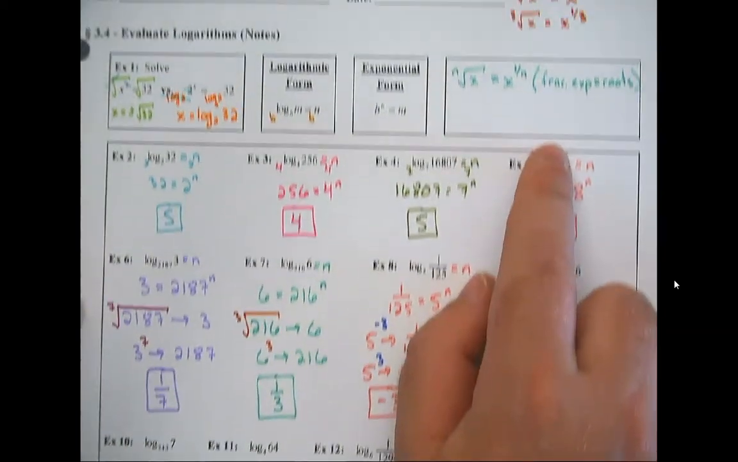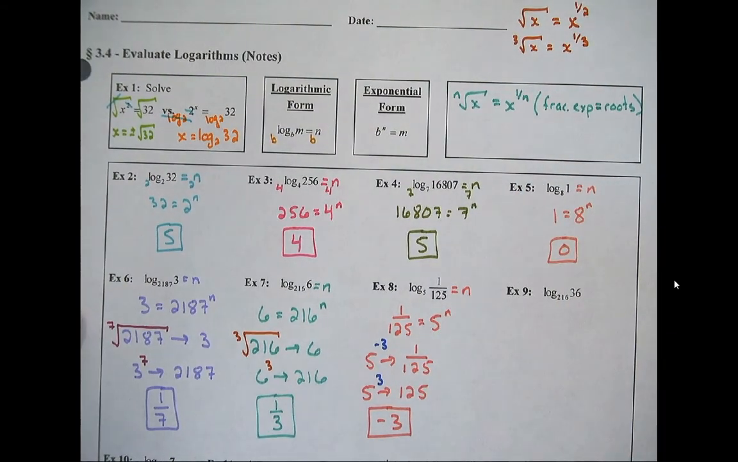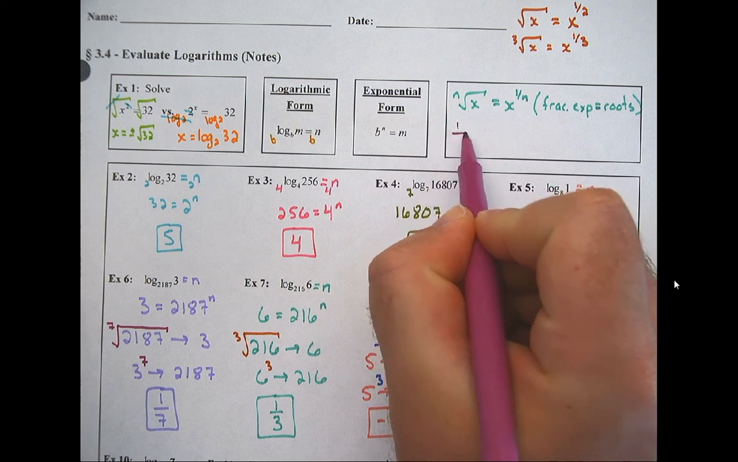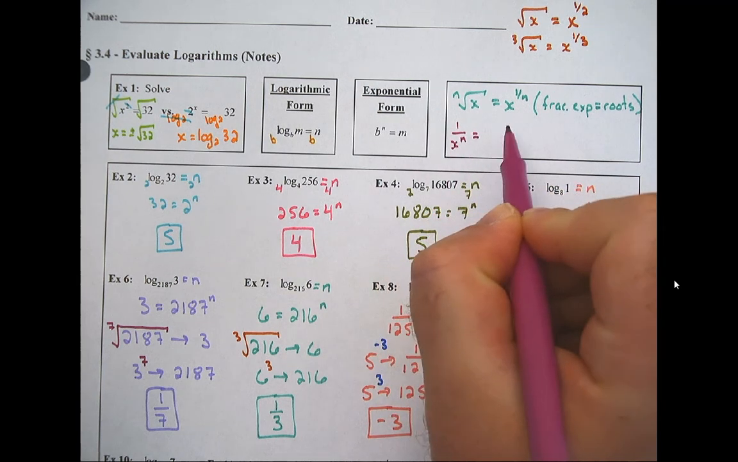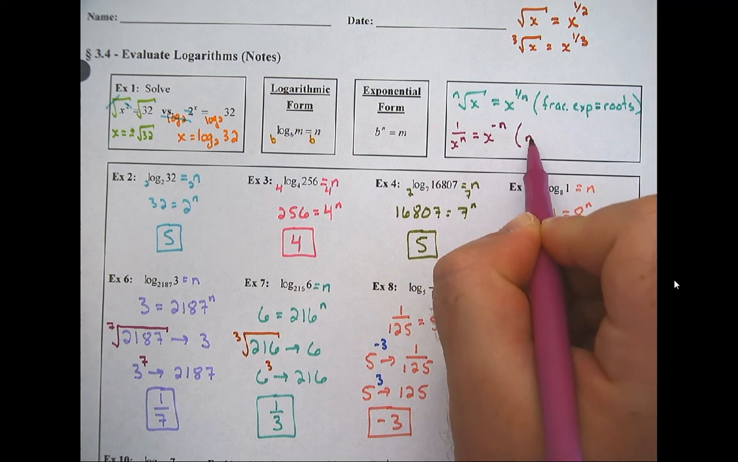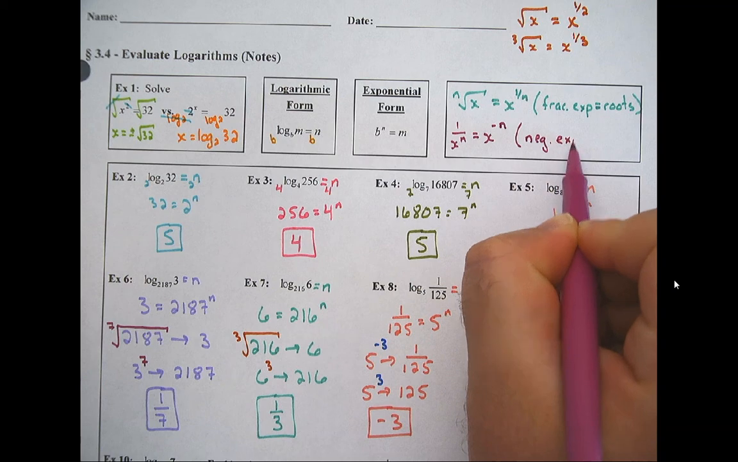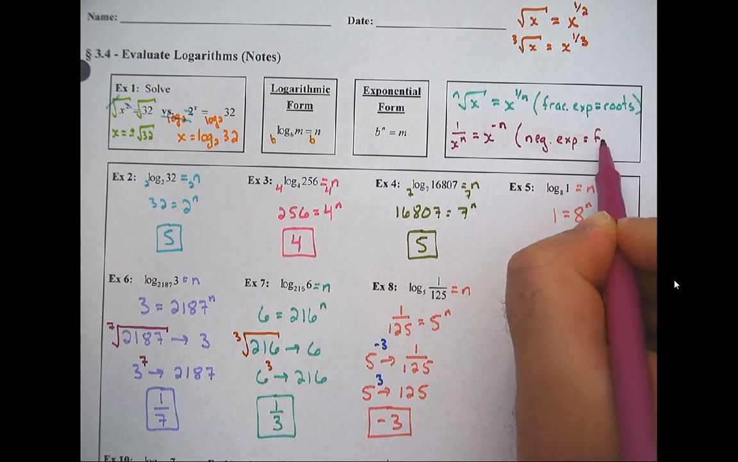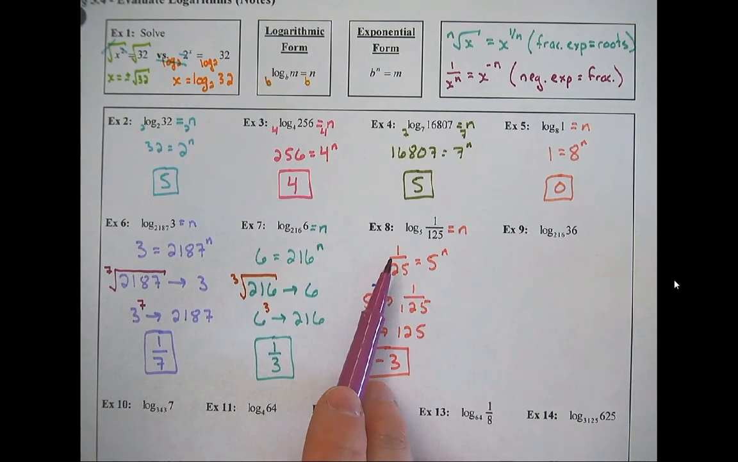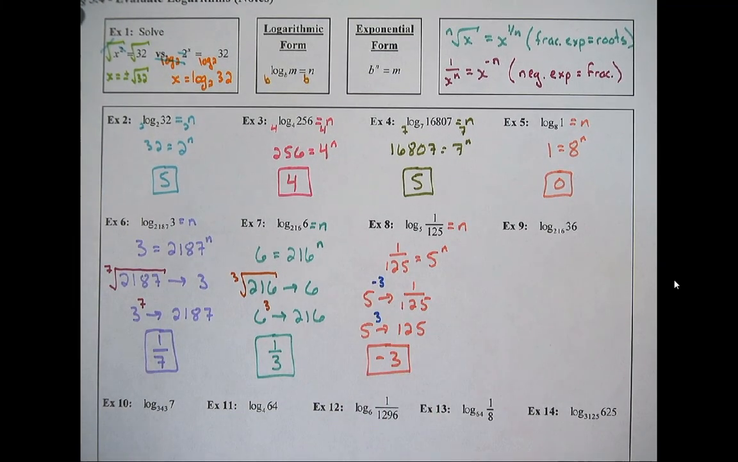So let's add that to our little chart up here. What would be a good color? I guess I'll go with purple. Let's go with the red. So 1 over x to the n is the same as x to the negative n, or in other words, negative exponents equal a fraction. So if I want a fraction, then I need to have a negative exponent to get me to that spot.